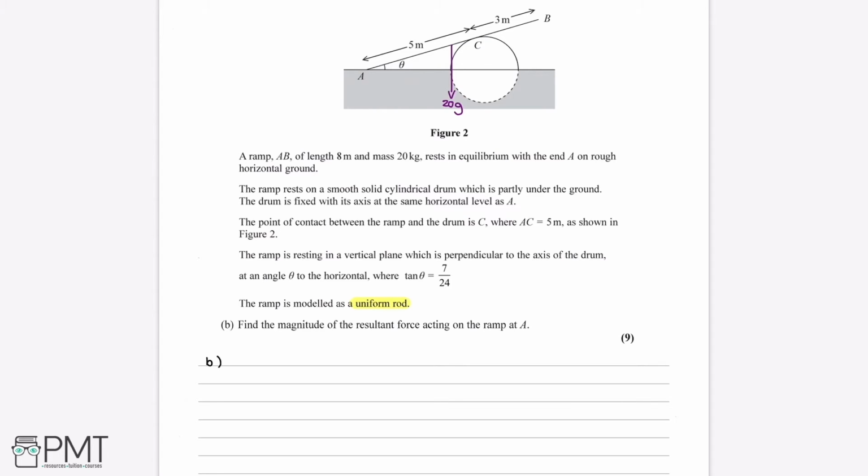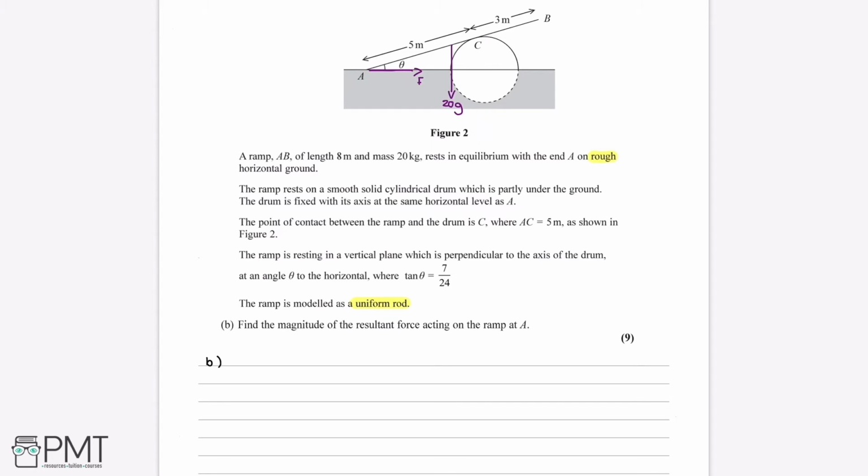As we know, it acts in the centre. Now, the next thing we're told is that the ground is rough horizontal ground. And rough means that there is a frictional force. So we're being told here that there's a frictional force between the ramp and the ground, and the frictional force will act towards the drum. So if we call that F, just for frictional force, that's another force we've added.